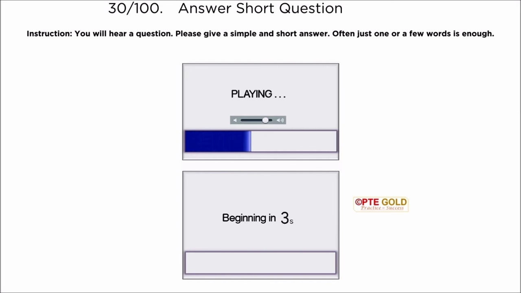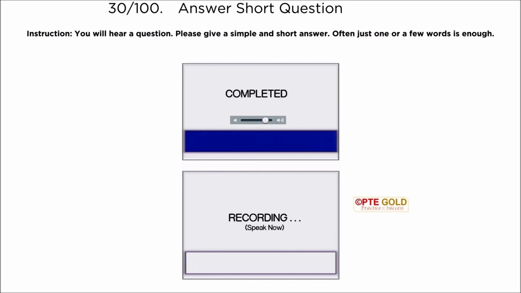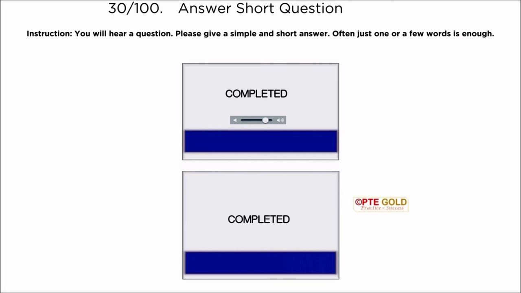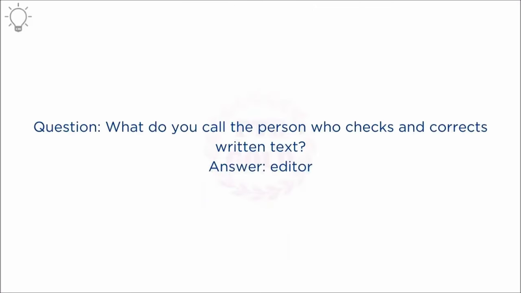What do you call the person who checks and corrects written text? Editor.